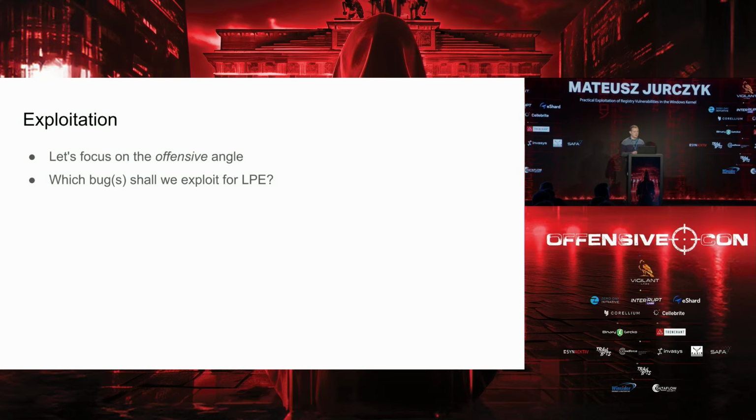But basically the topic of this talk is specifically exploitation and the offensive angle of the registry. So let's start with thinking about which bugs we can even start to think about using for LPE. And there are three main groups that we could use here. First of all, we have logic issues in the registry, which in general are pretty good for exploitation, but I haven't found that many of them.